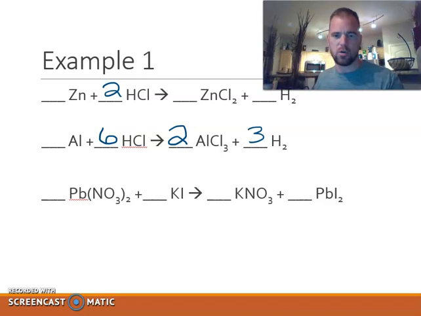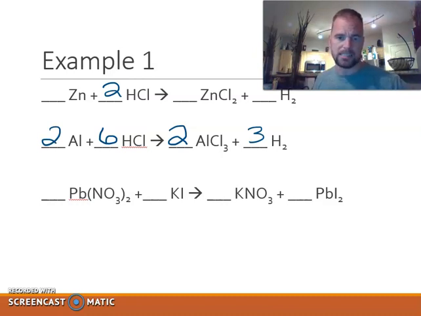Do you see what I'm saying? So the hydrogens are 6 on this side and 6 on that side. The chlorines are 6 on this side and 6 on that side. The only element left that I need to check is aluminum. Aluminum is 1 on this side where it's 2 on this side. So I need to make sure I put a 2 right there. So taking care of that 2-3 ratio helped out.